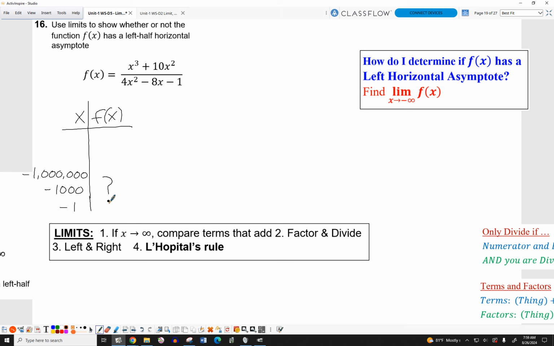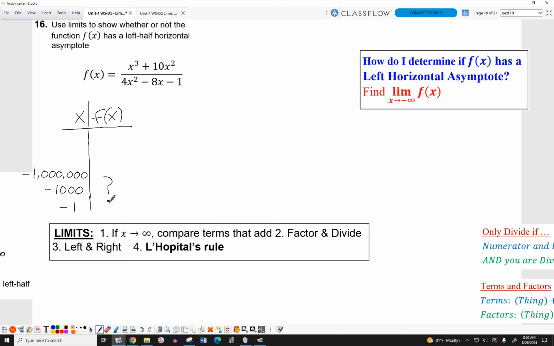And if you want to make another card, you can. I personally probably wouldn't. When I saw this card, I would just remind myself that, oh, okay, so if it's a right half horizontal asymptote, that's just a limit as x approaches positive infinity. So nearly identical idea. So to me, I could probably get by with just remembering one card, and the other one would just come to my mind. But if you want to make a second card, you're welcome to do that.